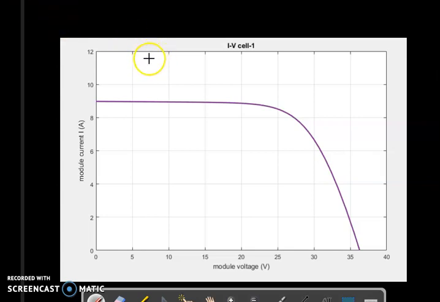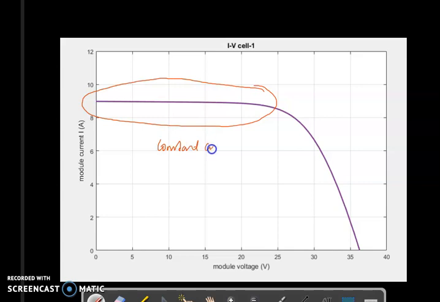Dear viewers, in this video I am going to explain how to trace the VMPP and IMPP, which correspond to the maximum power point of the PV curve. So here it shows the voltage and current relationship of the photovoltaic cells. This curve has two parts. One is the constant current part. This is working at constant current, whereas this is fairly a constant voltage.